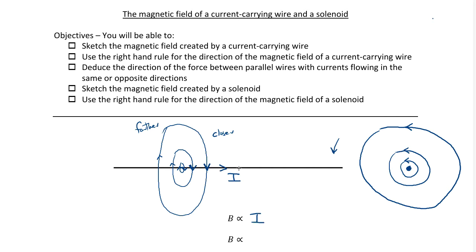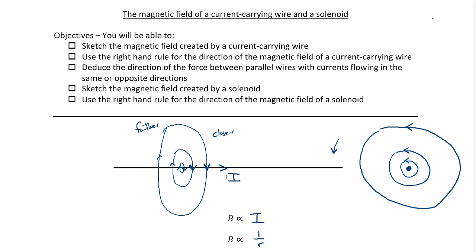If you double the current, you will double the magnetic field strength. Also, the magnetic field strength around the wire is proportional to 1 over r, r being the distance from the wire. And that's shown here by the fact that the circles are getting farther and farther apart from each other. Remember that the density, or the closeness, of magnetic field lines indicates the strength of the field. So as we go farther out, as r gets bigger, the field gets weaker.